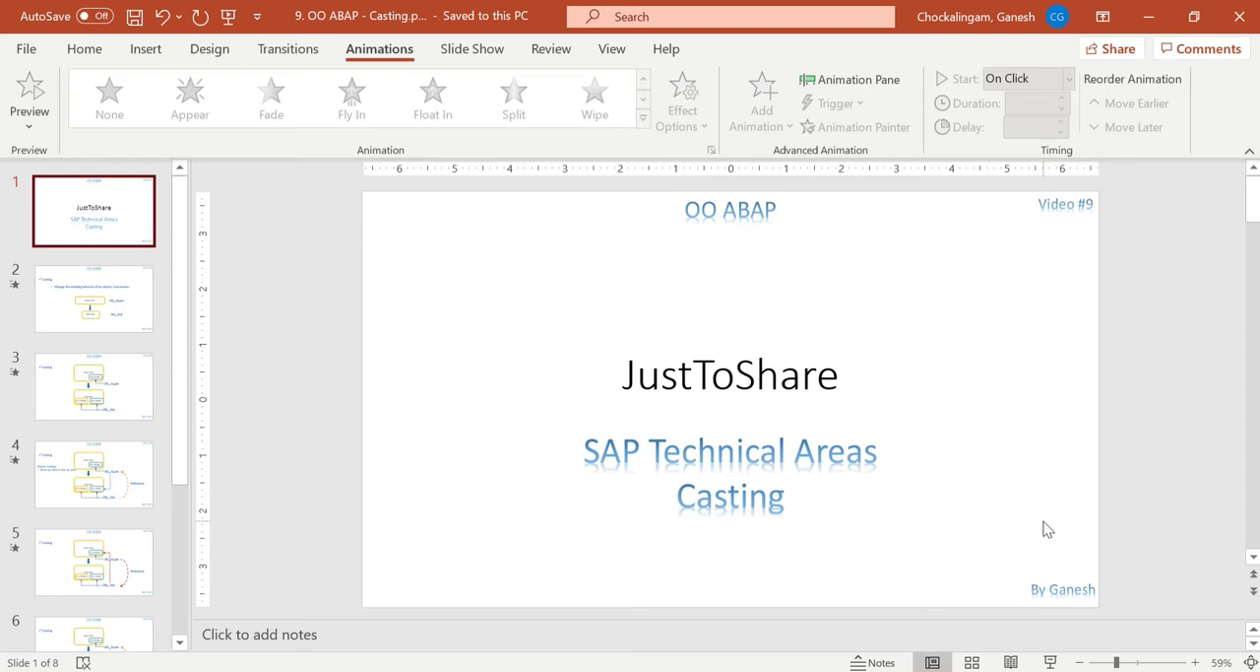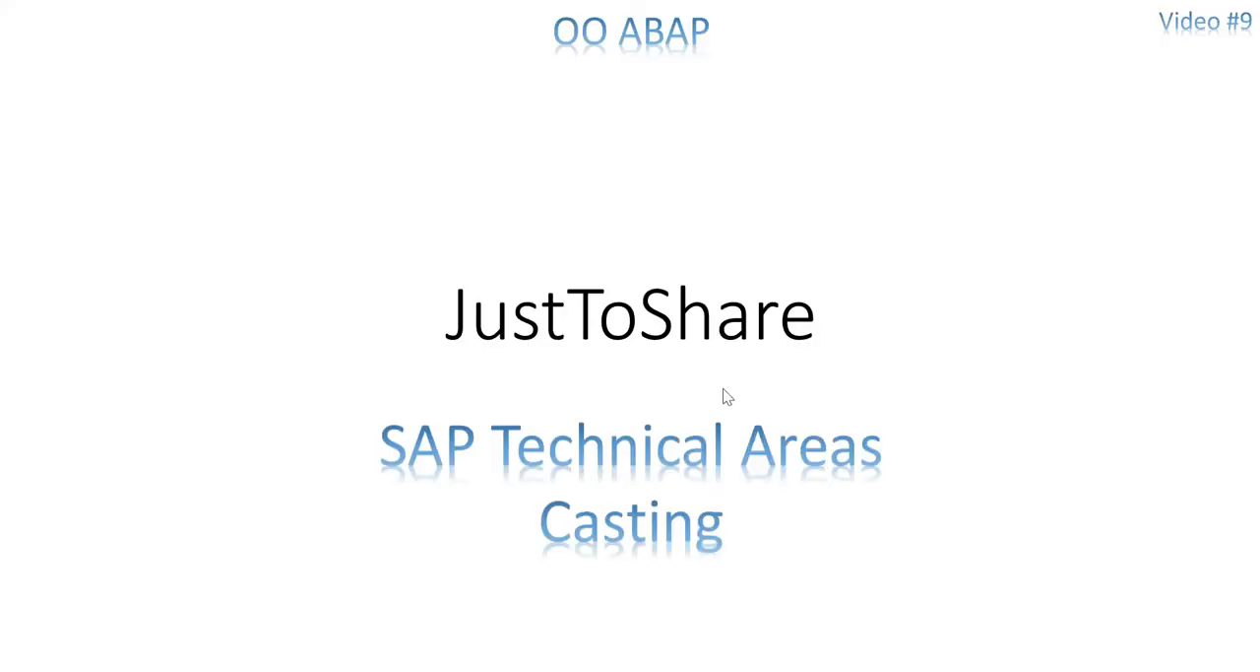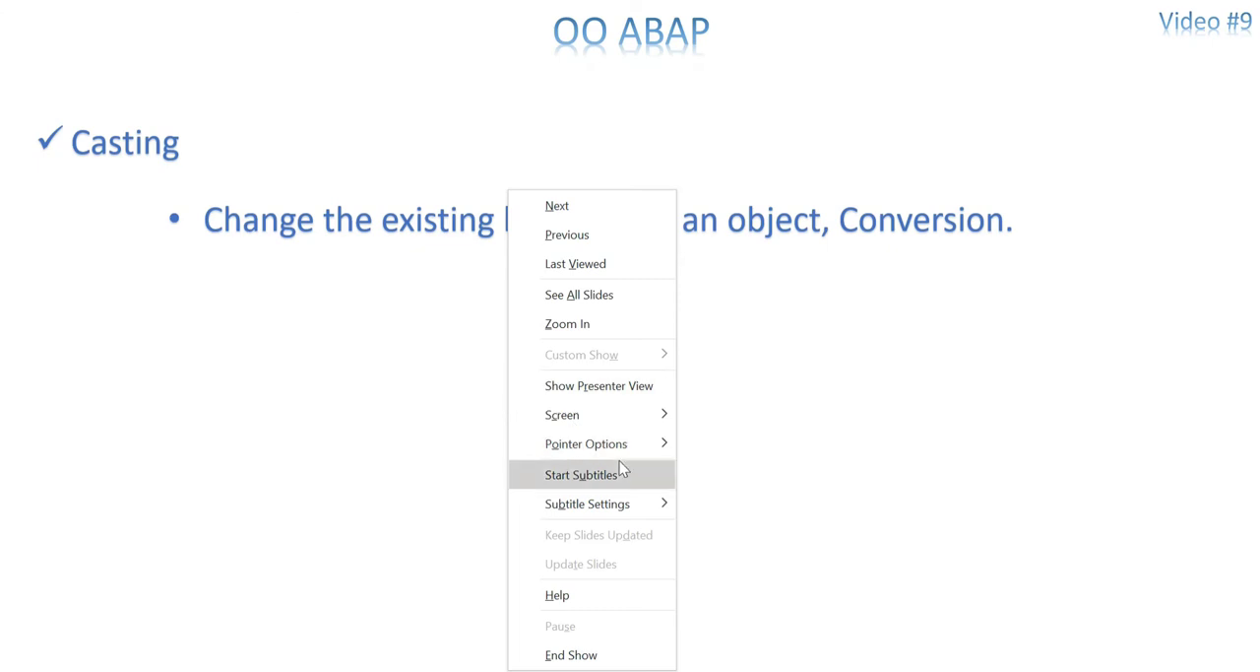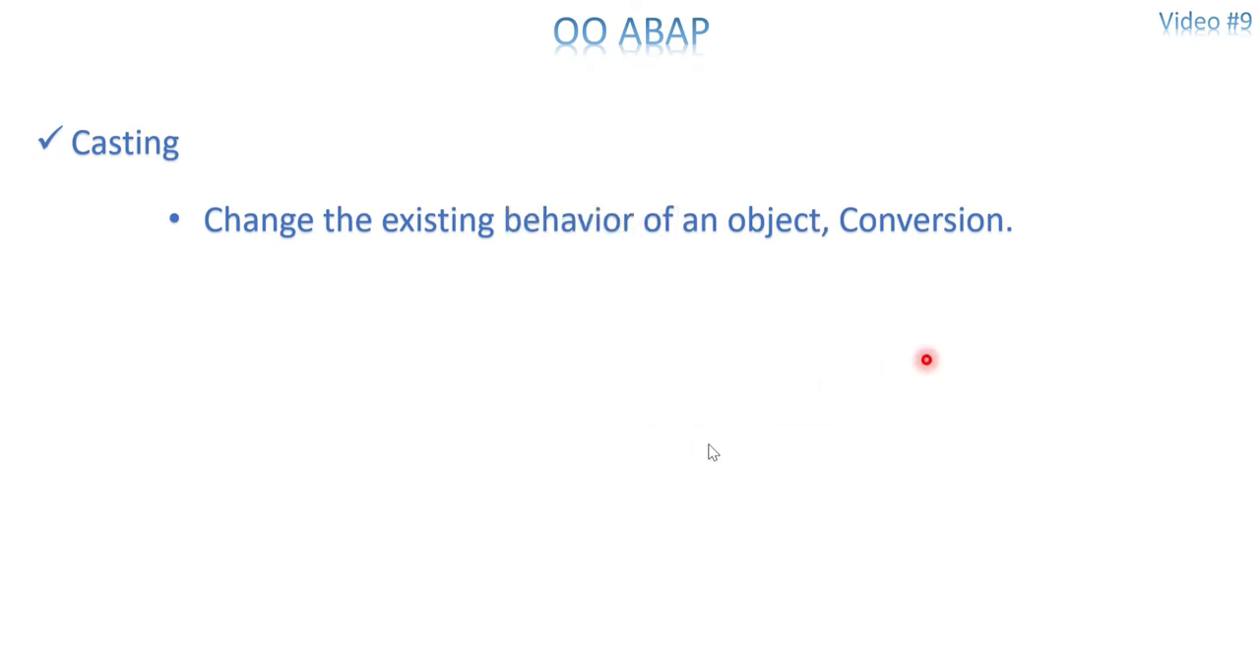So today's session is about casting in object-oriented ABAP, video number 9. You might be aware of what casting is. In many situations or languages, you learn about casting. Let me take you into the system first. So casting is nothing but changing the existing behavior of an object. Here the object is a variable or a parameter, okay? Simply, in SAP we call it conversion.